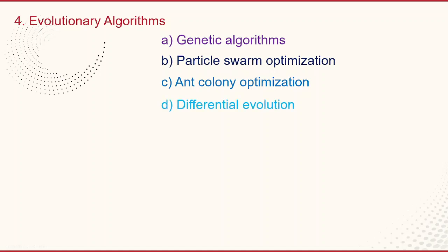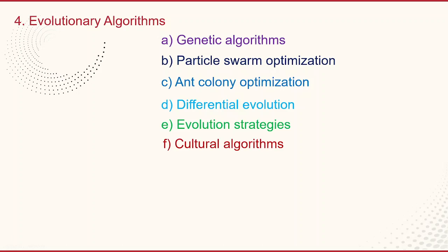Next is differential evolution. This algorithm generates new candidate solutions by combining the differences between randomly selected solutions in the population. It is often used for solving optimization problems in engineering and science. Next is evolution strategies. This algorithm generates new candidate solutions by adding random noise to the current solutions and selecting the best ones for the next generation. It is often used for solving optimization problems in robotics and control.